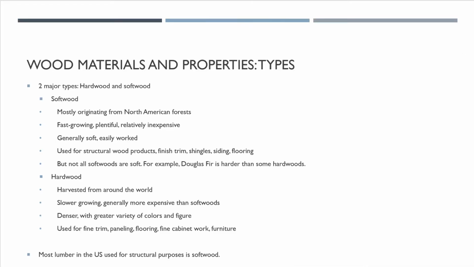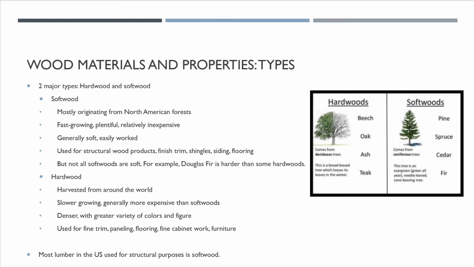So there are typically two major types of wood, hardwood and softwood. Softwood comes mostly from North American forests. It's faster growing, plentiful, relatively inexpensive. It's generally soft and easy to work with. You can use softwood for structural wood products, finish trim, shingles like cedar shingles on the side of a house, siding or flooring. Not all softwoods are completely soft. For example, a Douglas fir is actually harder than some hardwoods.